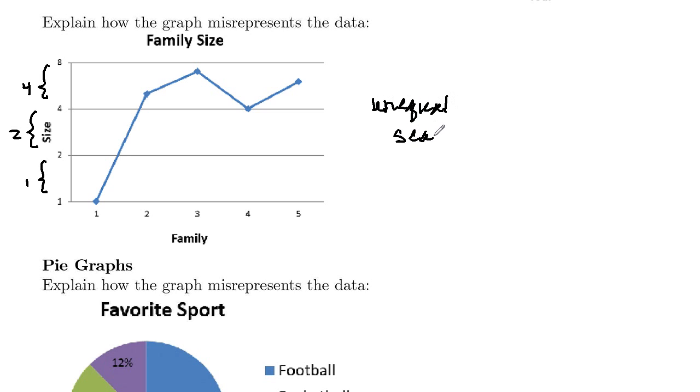Unequal vertical scale. If we were to redraw this graph with an equal vertical scale, it would look completely different. Also, here we did not start at 0. Our start was not equal to 0, so we also had a baseline change. Those are things that are misrepresented there.